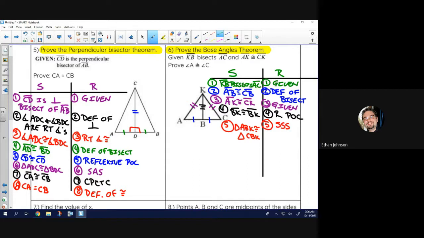Now, looking at our proof statement, we need to go a step farther. So I have to say angle A is congruent with angle C. And remember, if we ever go a step farther after saying triangles are congruent, it is CPCTC. And unlike number 5, we don't have to say they're equal. So we are done with this problem.